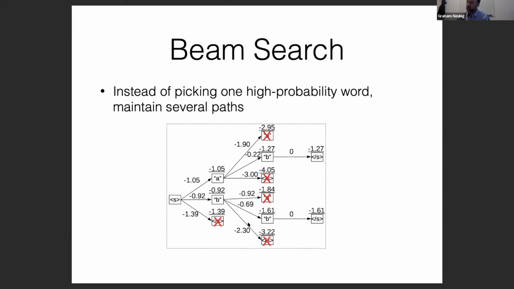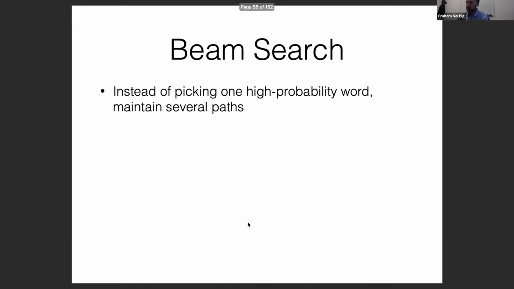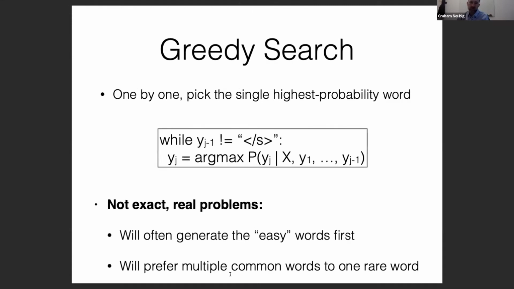And basically, beam search allows you to spend more time computing to look for a high scoring output, and allows you to do more precise search and help resolve some of the issues that I talked about on the previous slide.